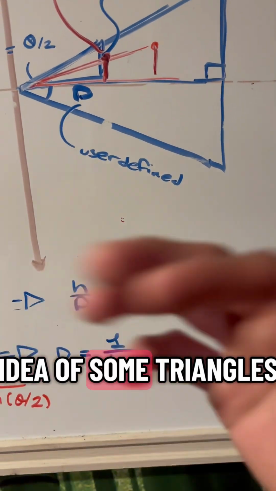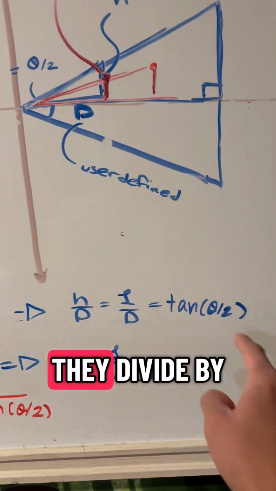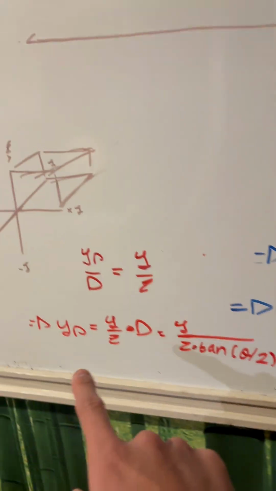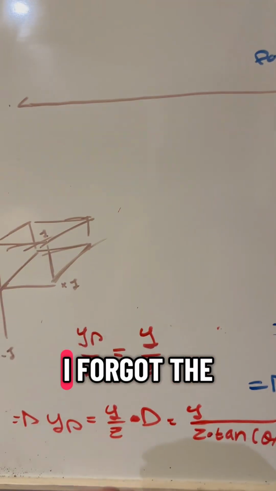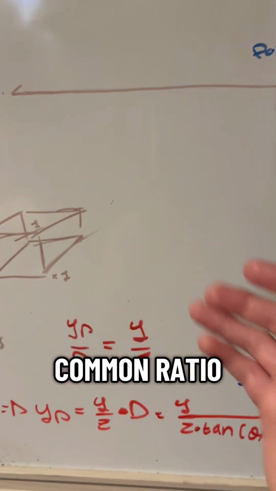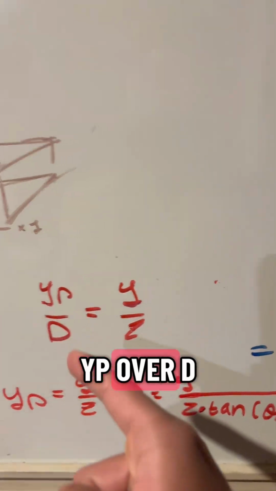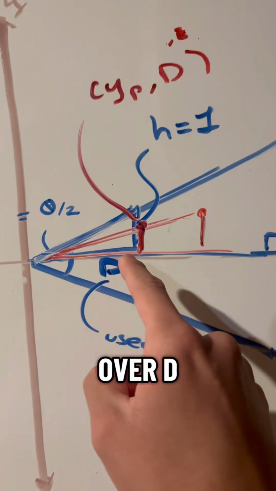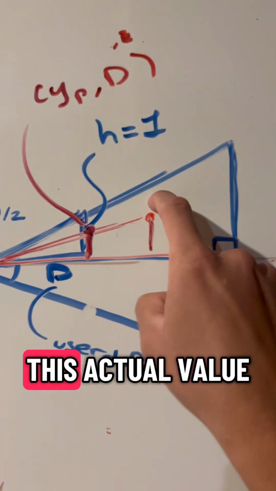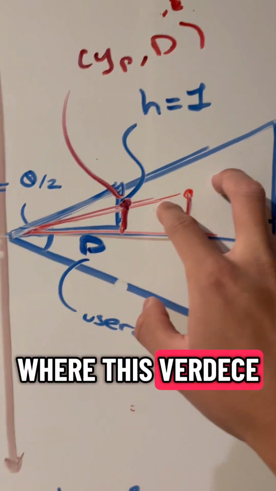And using the idea of some triangles, you end up getting tangent, and we do theta divided by 2 due to the FOV. So you end up going back over here using these points and that idea of the common ratio of triangles. I forgot the specific name, just call it the common ratio. Doing yp over d, basically saying this point relative to this plane over d ends up equaling this actual value right here where this vertex is located.